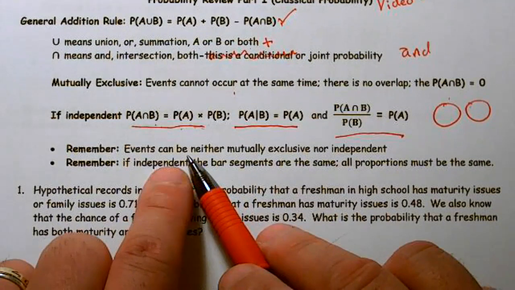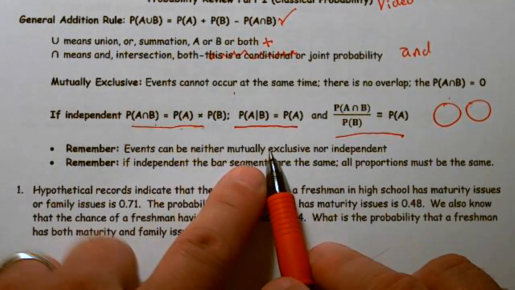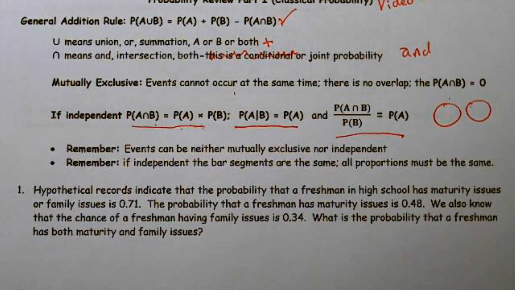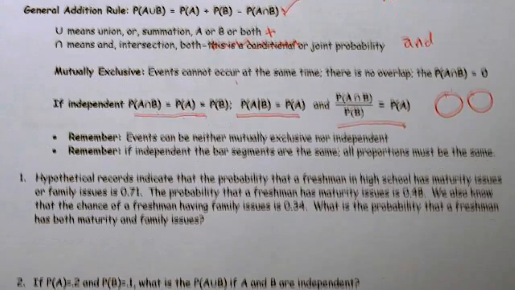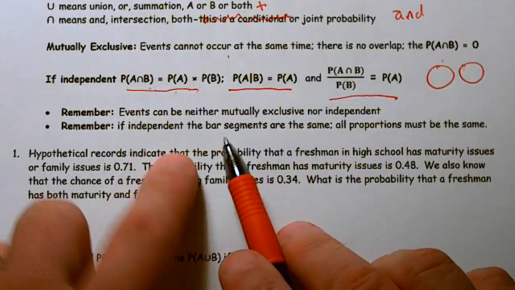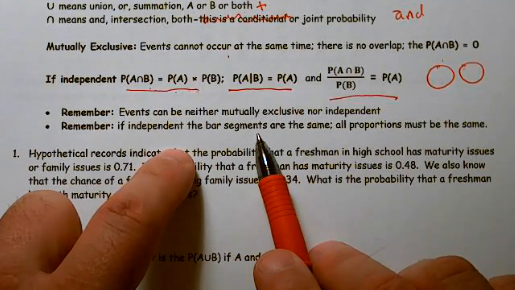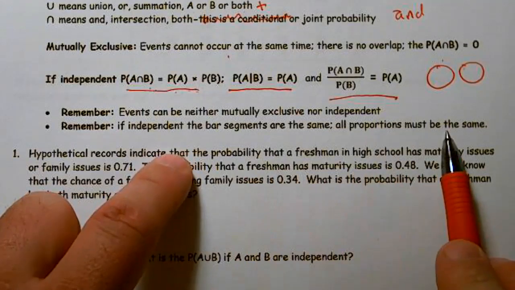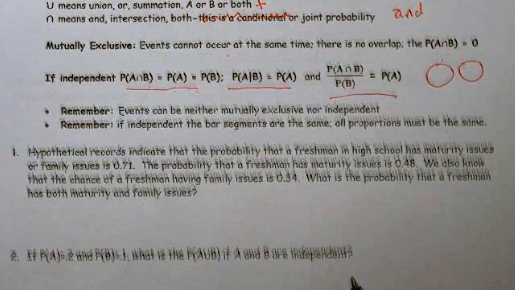Remember, events can be neither mutually exclusive nor independent. In other words, you don't have to be mutually exclusive and you don't have to be independent. You can be either one or the other. You cannot be both, and you don't have to be either. Also remember, if the events are independent, the bar segments of a segmented bar chart are the same, as all proportions must be the same.